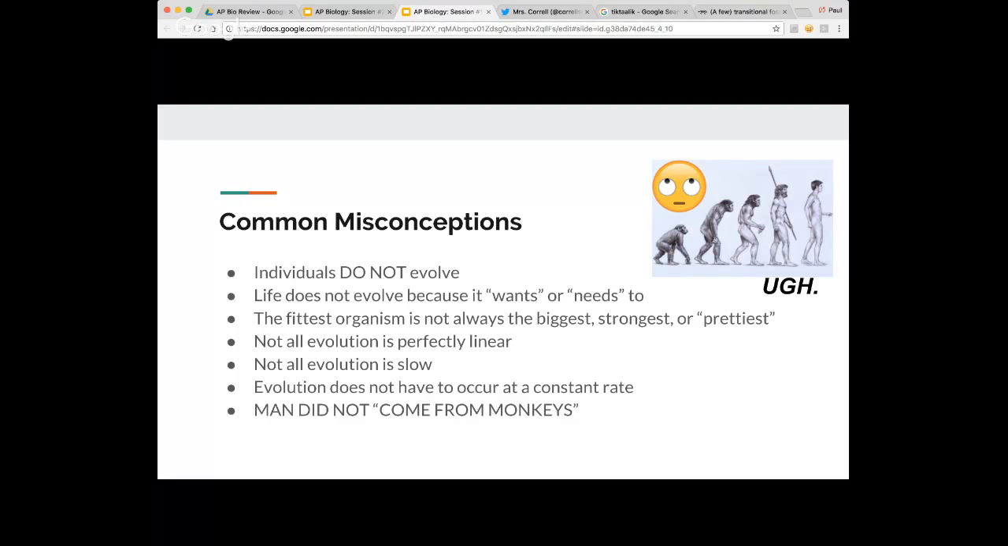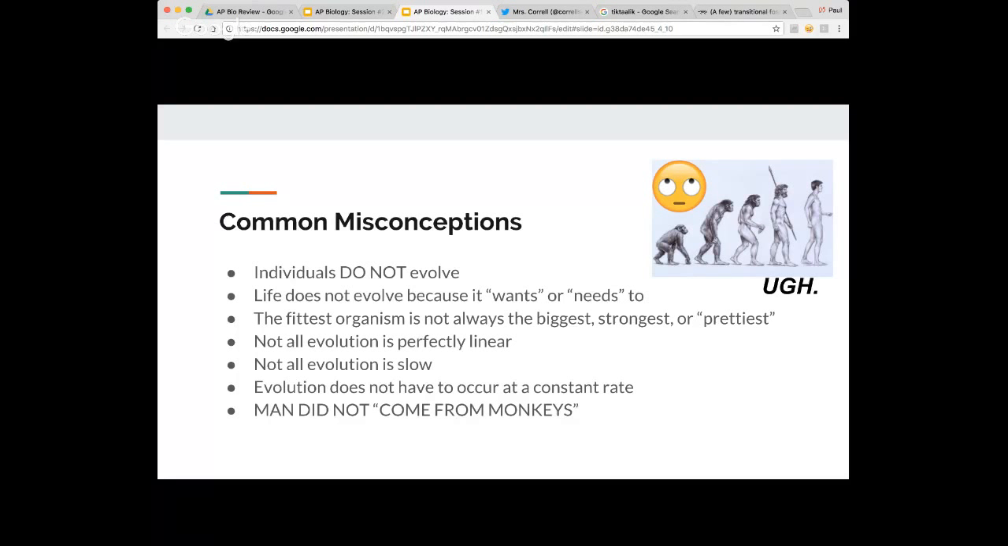Not all evolution is perfectly linear. Sometimes evolution goes off in multiple directions at the same time. There's this classic image, and I grabbed it up here, the one of the chimp turning into the walking ape, and then it goes up into humans. It doesn't work like that. Those things are not ancestral. Chimps and apes are completely just branches in our family tree. It doesn't work like that.